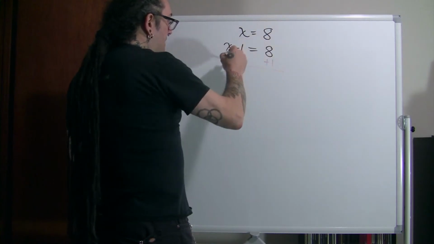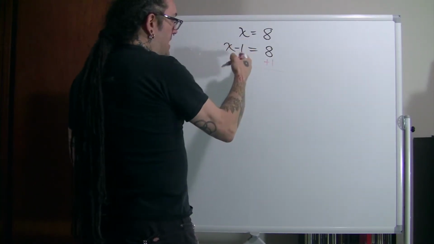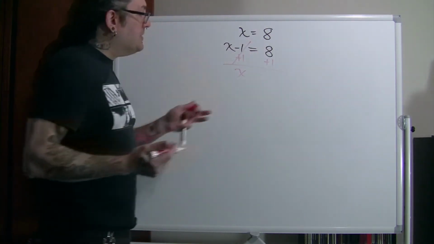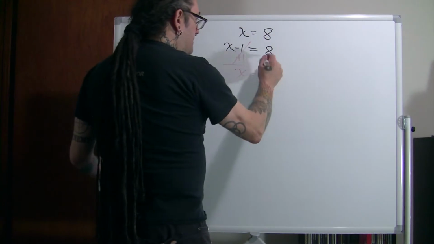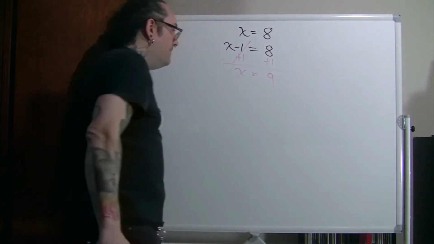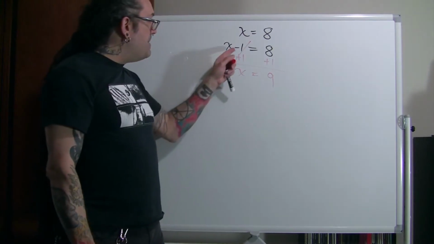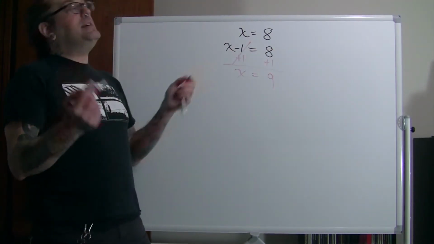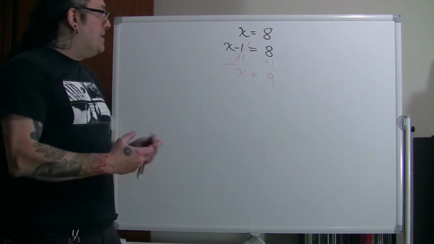That's what's going on. This is x plus 0, which is x. Plus 1 minus 1 cancels, it turns into 0. And then x equals 8 plus 1, 9. And then we can sanity check our answer. Does 9 minus 1 equal 8? Absolutely it does. Fantastic. All right, so that's that kind of thing.